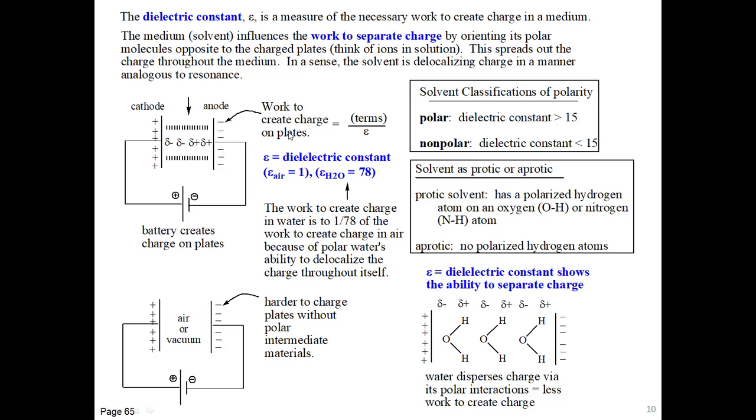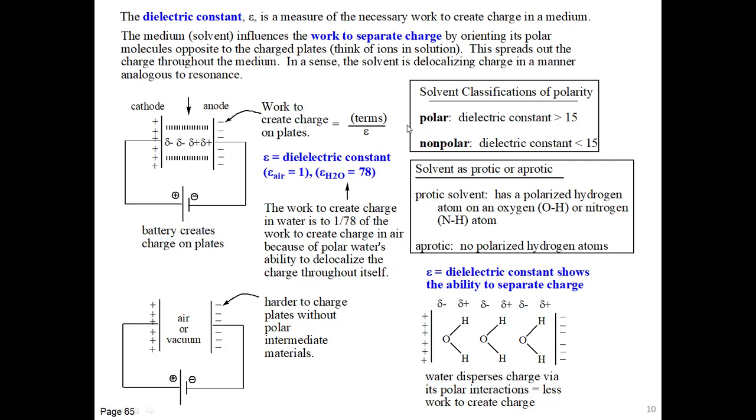Now there's an equation that we could look at where there's a bunch of terms, but the part that tells you how much work it takes is this little energy term right here. Okay, so with air, that's kind of like our reference point. We call that 1. If we were to put water in here, then it would be 1/78th the amount of energy. Because water is very polar, and water can kind of dissipate the charge through its medium. So water is a very, very good solvent for dissolving ions, where you have charge separation.